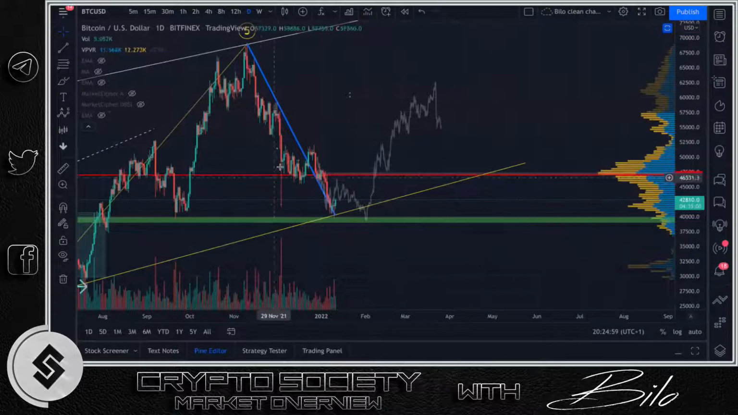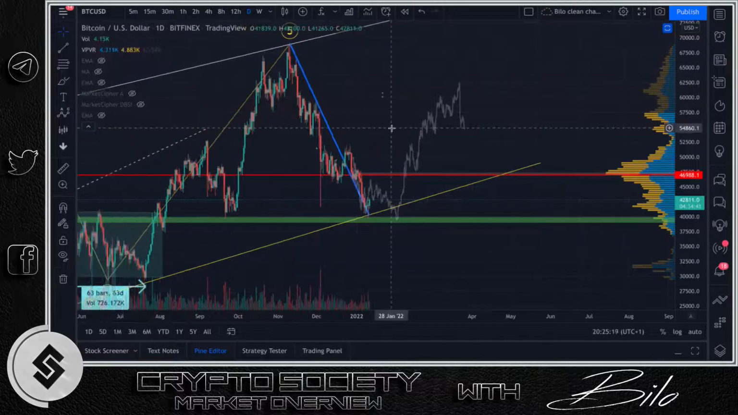But the problem with this wick is it went down so far because of the flash crash and the liquidations that it made both the bearish and the bullish scenario very uncertain. It didn't make it clear for a bullish scenario, and it didn't make it clear for a bearish one.